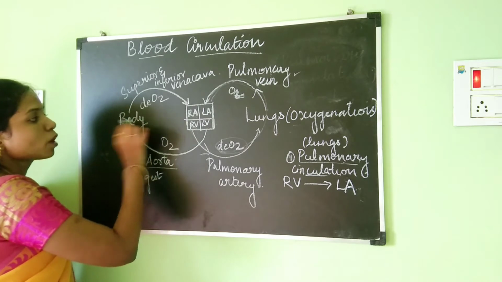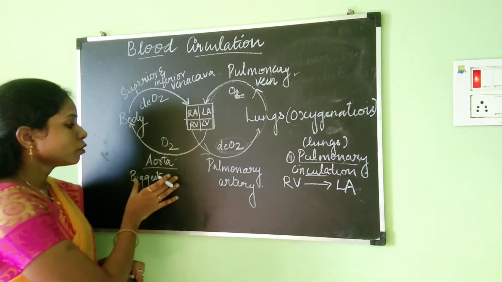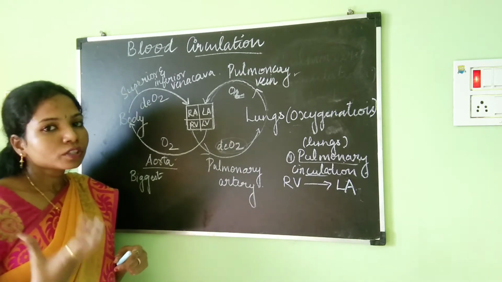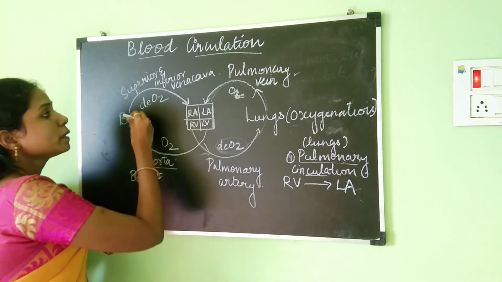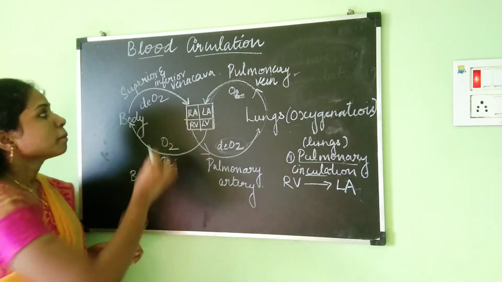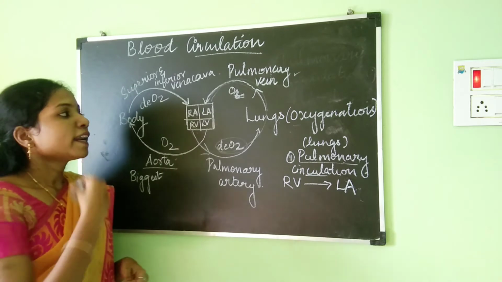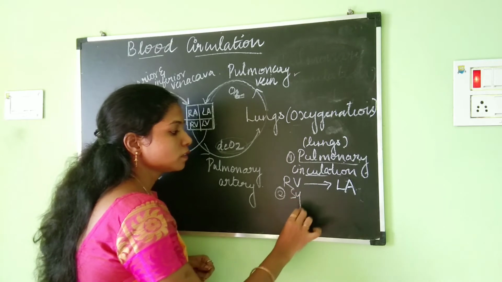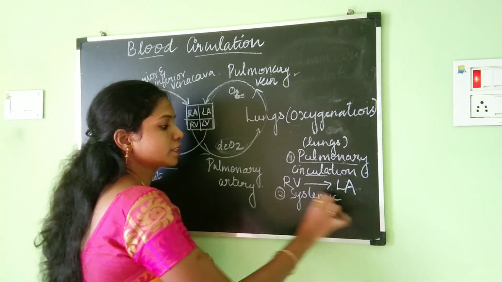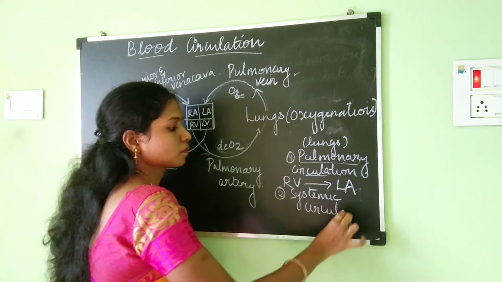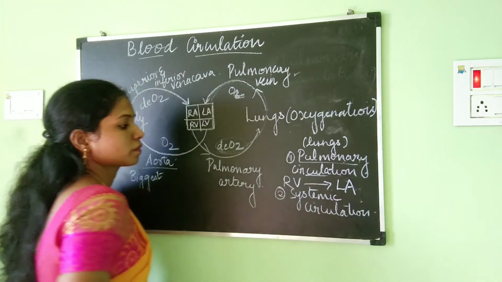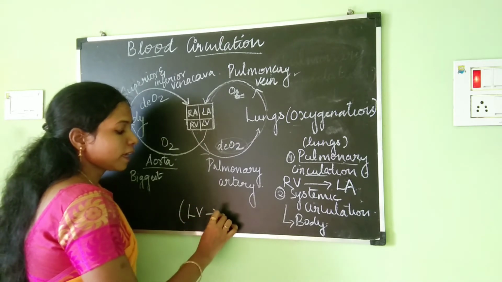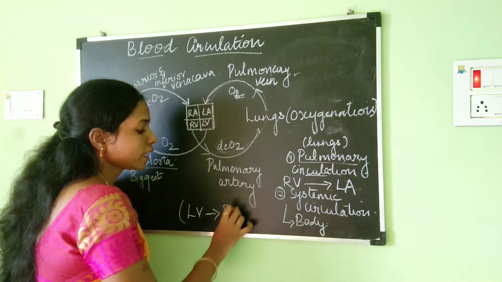Once the aorta has supplied all the parts of our body with oxygenated blood, whatever deoxygenated blood is there in our body will be sent back into the right auricle by the superior and inferior vena cava, and again the cycle continues. So this circulation is known as the systemic circulation. The systemic circulation begins from the left ventricle and ends in the right auricle.